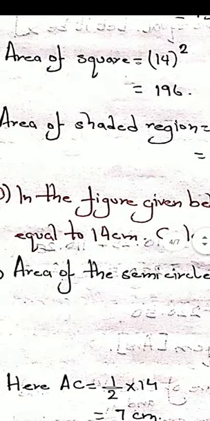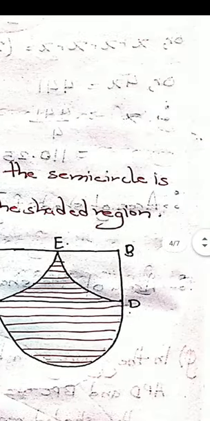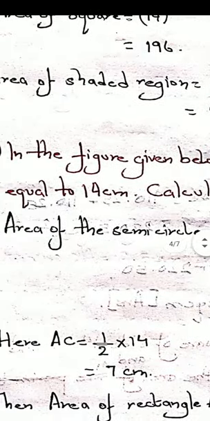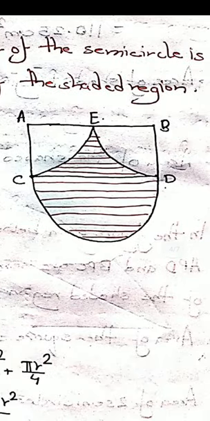Okay, so let's go to the next problem. In the figure given below, the diameter of the semicircle is equal to 14 centimeter. Calculate the area of the shaded region. Okay, so diameter of the semicircle is 14 centimeter. If you see properly, this will also be the length of the rectangle, that is 14 centimeter. Okay, CD here is 14 centimeter and AB will also be 14 centimeter.